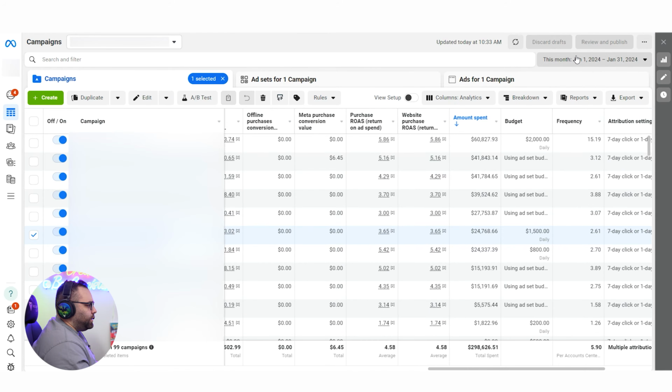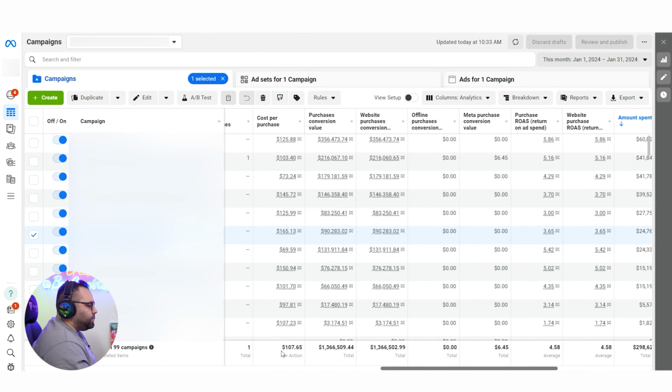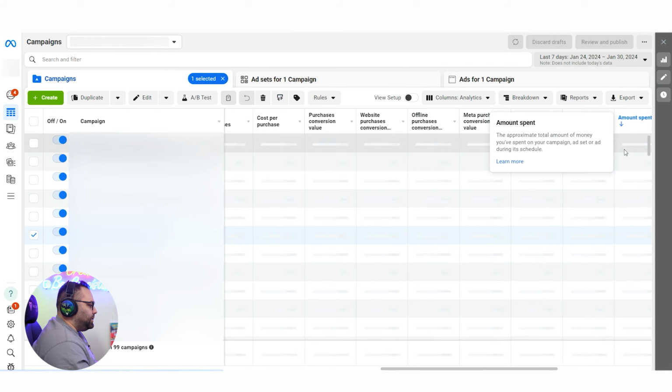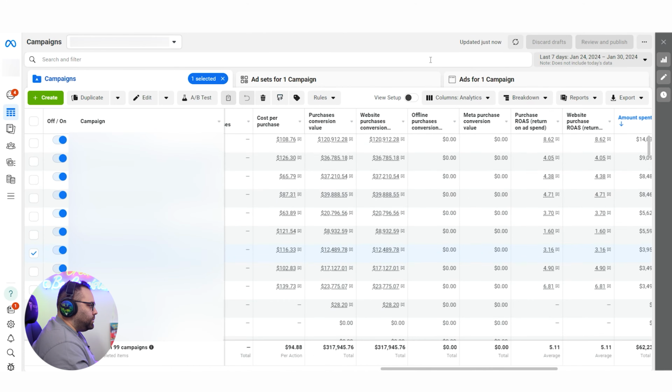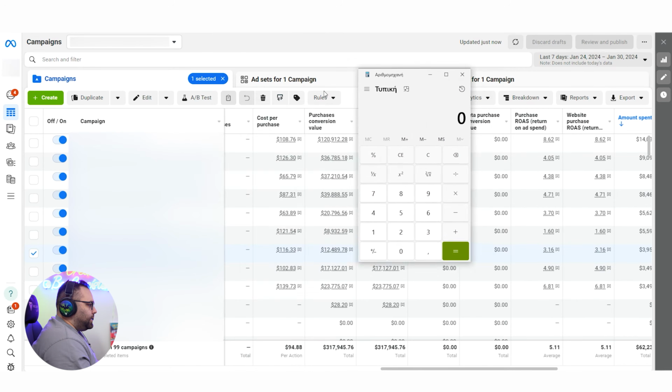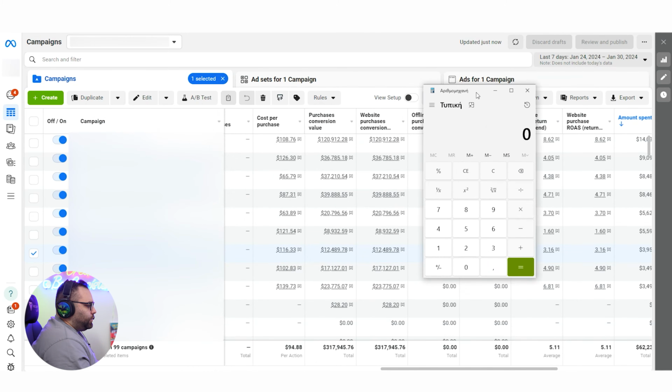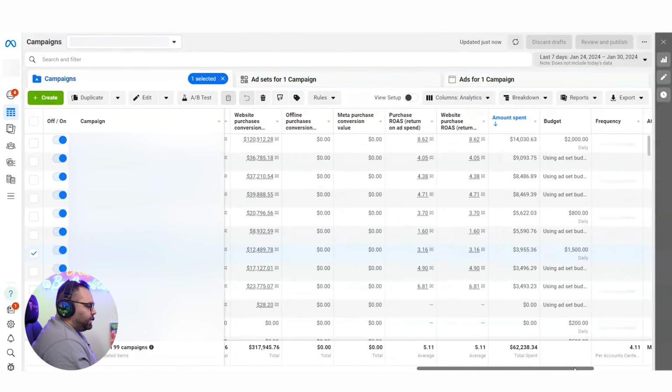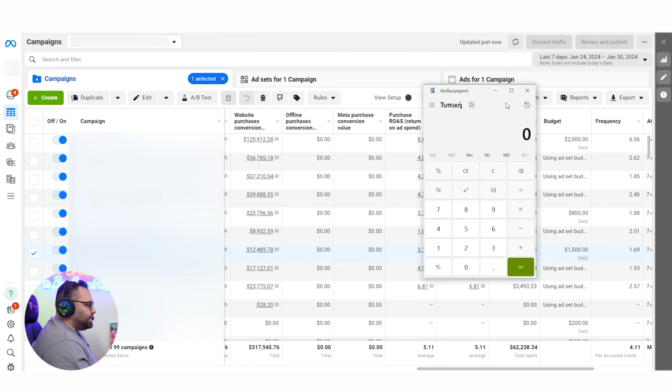Let's go on this one, for example, okay? Let's see on this month, for example, the average cost per purchase that we get is 107, and on last 7 days, it's 94, so it's getting better. Okay, that's good. So let's calculate a little bit. Let's take out this and let's calculate. In this ad account, we can see that we are spending a significant amount of money, 62K in the last 7 days, okay? So let's discuss how much should we put in a CBO, okay?